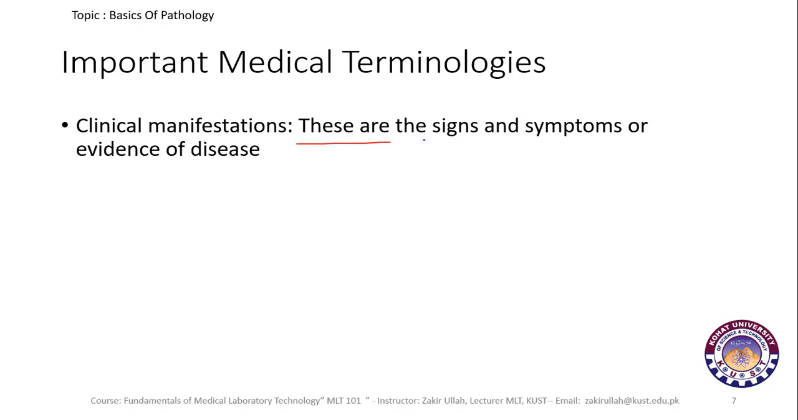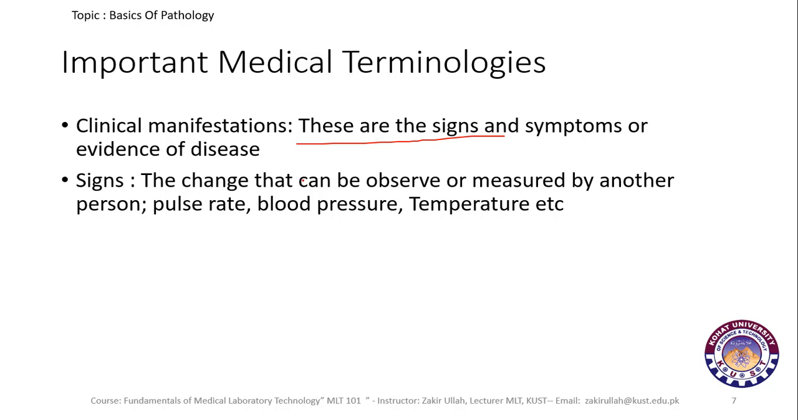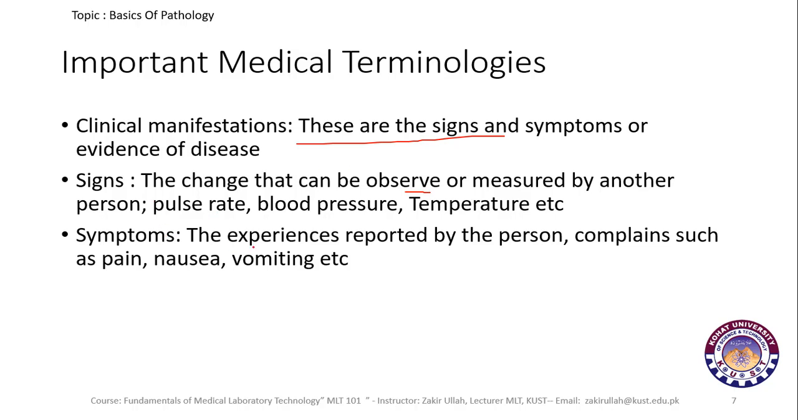Clinical manifestations are the signs and symptoms, or the evidence, of a disease. If a person develops a disease, there must be clinical manifestations, there must be signs and symptoms of the disease. A sign is a change that can be observed or measured by another person, for example the pulse rate, the blood pressure, the temperature. Someone else can observe or measure these changes, so that type of change is called a sign. Symptoms are the experiences reported by the person, or the complaints, for example the pain, the nausea, the vomiting. These are the symptoms of the disease.